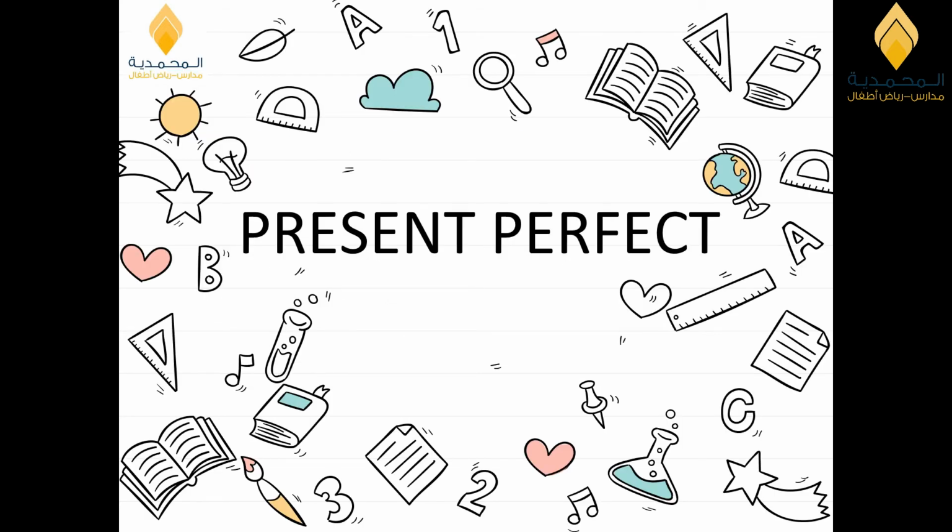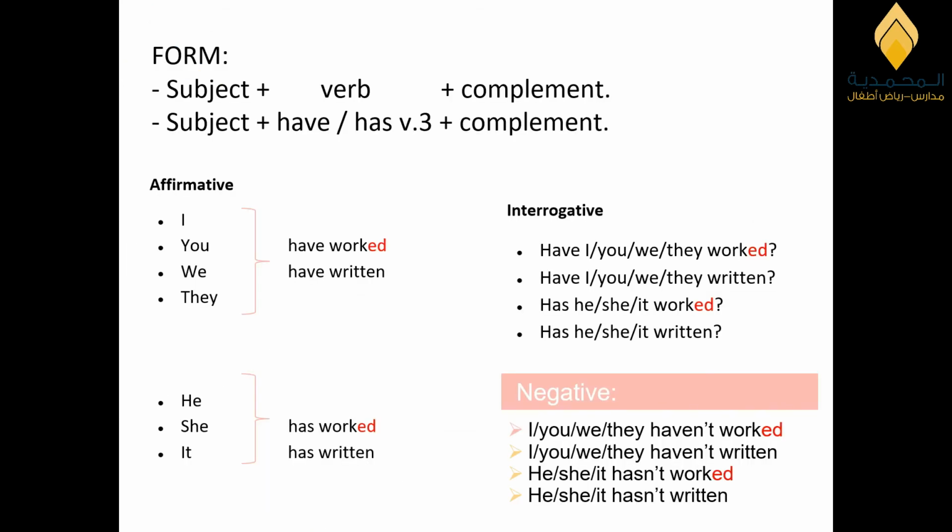Let's start working together. So as we all know, a sentence in English starts with subject, verb, complement. If we are using the present perfect, the sentence is going to start also with a subject. The verb is going to be have, has, plus verb 3 and the complement. I use the auxiliary have with plural subjects, and I use the auxiliary has with singular subjects.